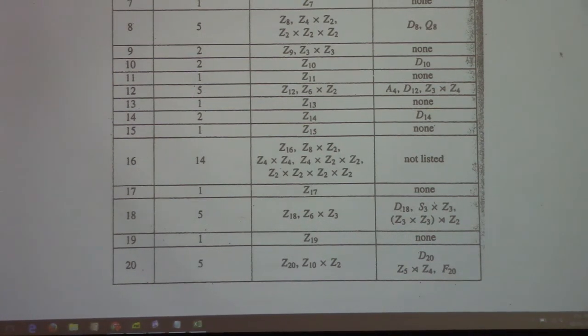Why is Z15 not having it? Why is order 15 only one? Well, you could rewrite it as Z3 cross Z5, but 3 and 5 being relatively prime, it's a cyclic group. So up to isomorphism, Z15 is Z3 cross Z5. Is that true for prime? You could write Z10 as Z2 cross Z5.